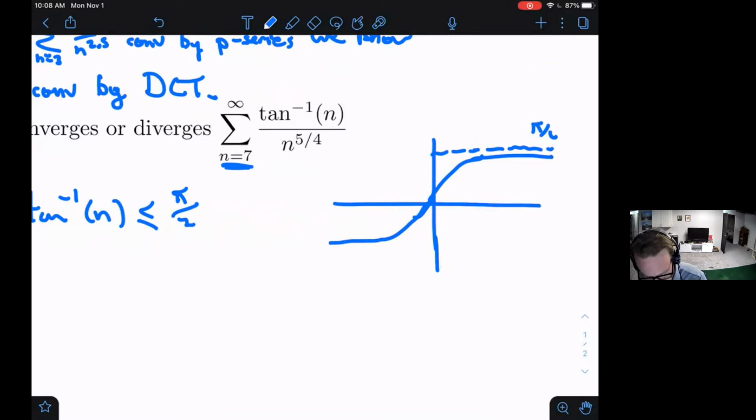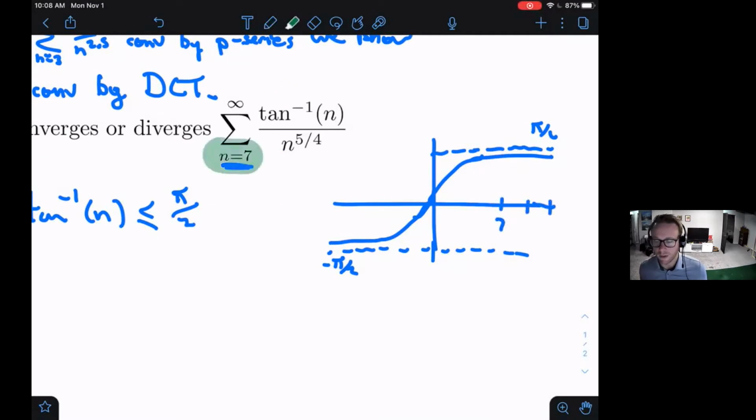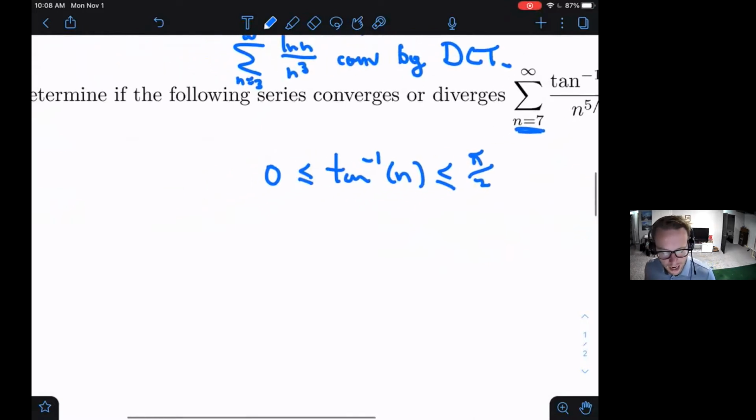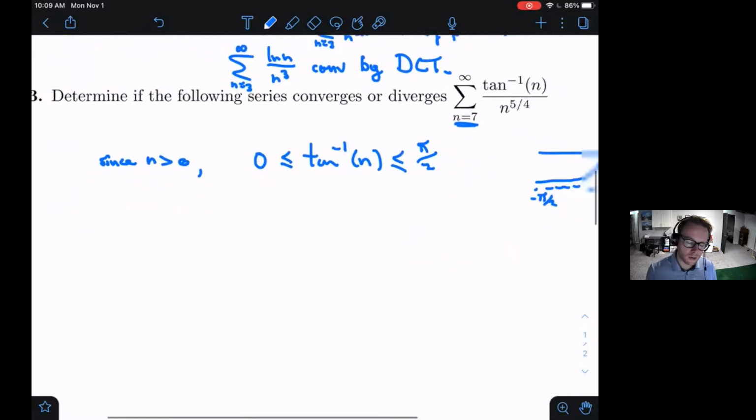Let's start up here. These ones down here go off to negative pi over 2 if you plug in negatives. Now we're plugging in 7 and bigger, 7, 8, 9, because our starting bound here is at n equals 7. And so, in fact, we can do a little bit better than this. If you're plugging in positive numbers into arctangent, we can say that this is going to be greater than or equal to 0. In fact, it's strictly greater than 0, and this is going to be true anytime what you're plugging in is greater than 0. So since n is greater than 0, we know that this inequality here is true.